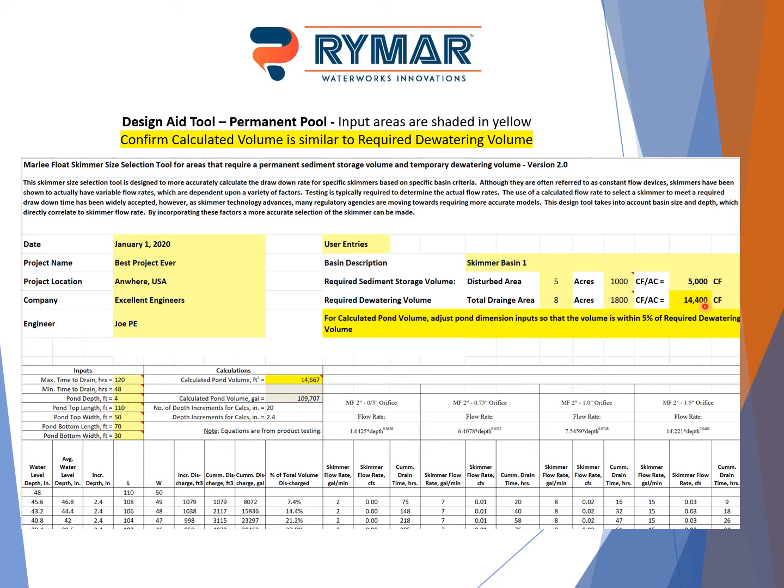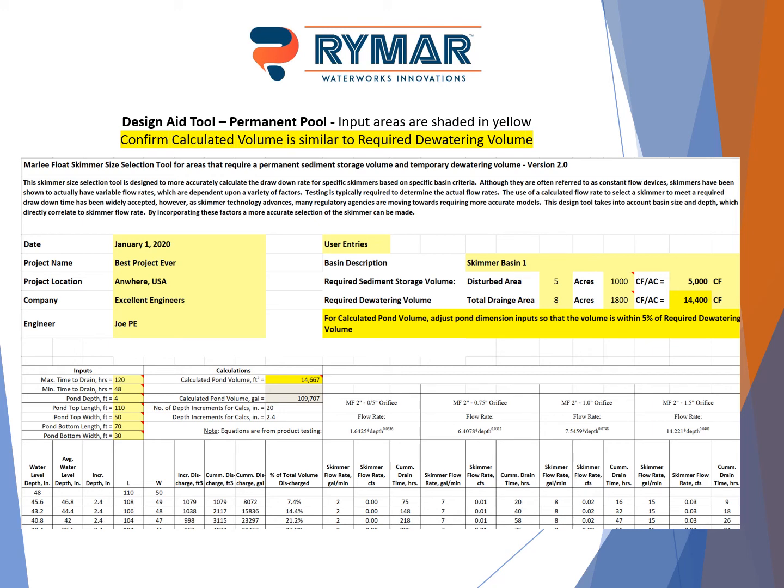In this case, we come up with 8 acres, 1,800 cubic feet for 14,400 cubic feet of basin volume. You have similar inputs as the other tool, where you have the maximum and minimum time to drain. Pond depth, in this case, is not going to include that permanent pool volume. It would be from the invert of the skimmer at the outlet to the top of the riser or spillway, whichever the case may be.